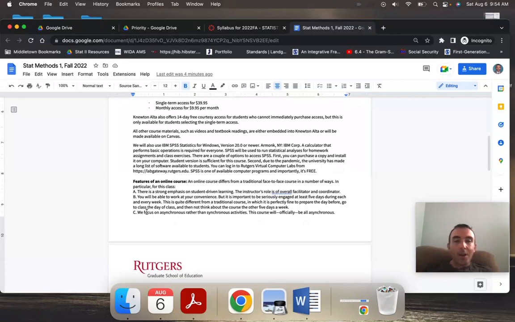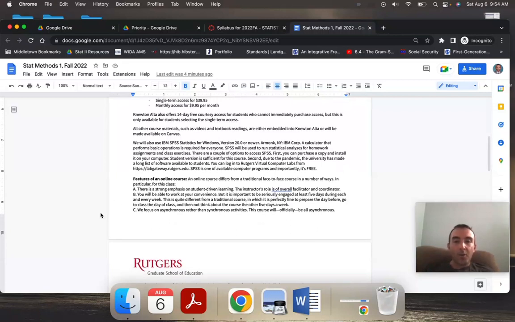For SPSS, you don't need to purchase SPSS either, although you can if you're in a PhD program or feel like you might need it for the future. You're certainly welcome to purchase a license and use it. However, at this time, Rutgers offers a virtual computer lab that I have a link to on our website, and you can get SPSS through there. So I'd recommend doing that instead, and it's completely free.